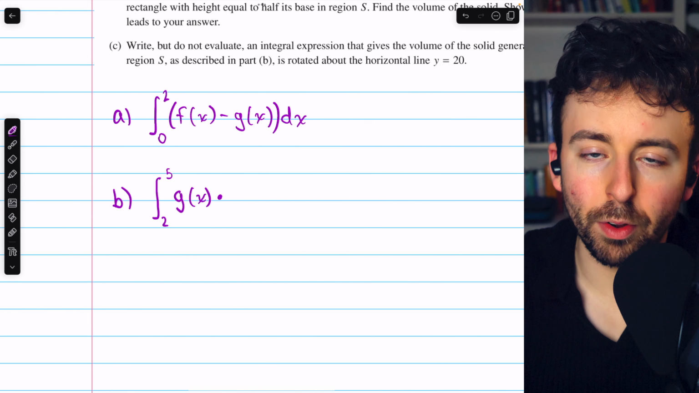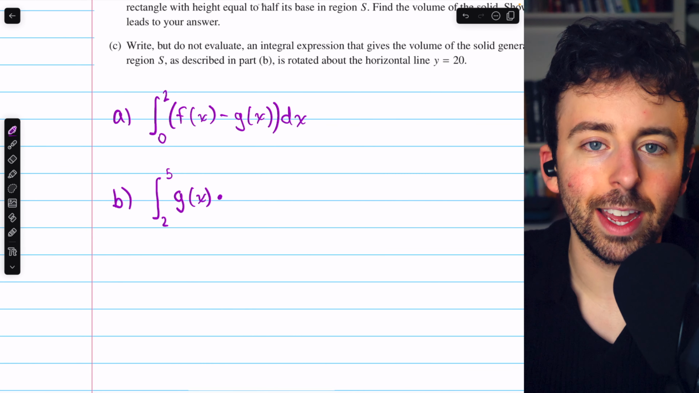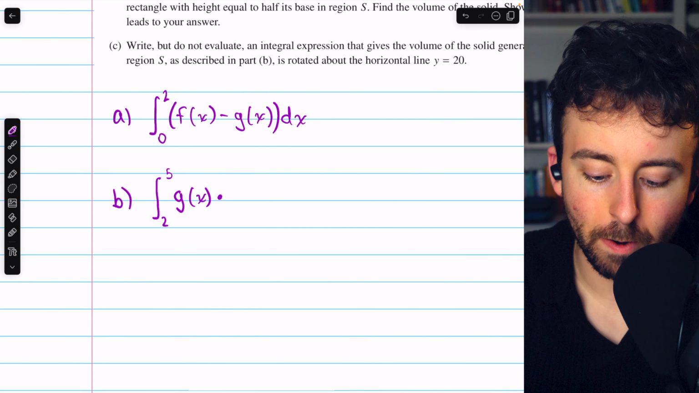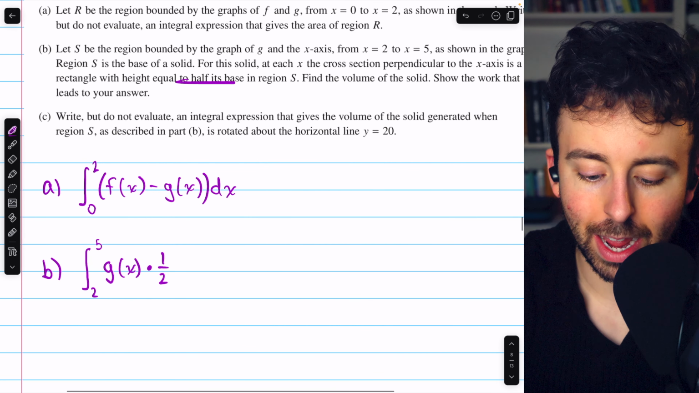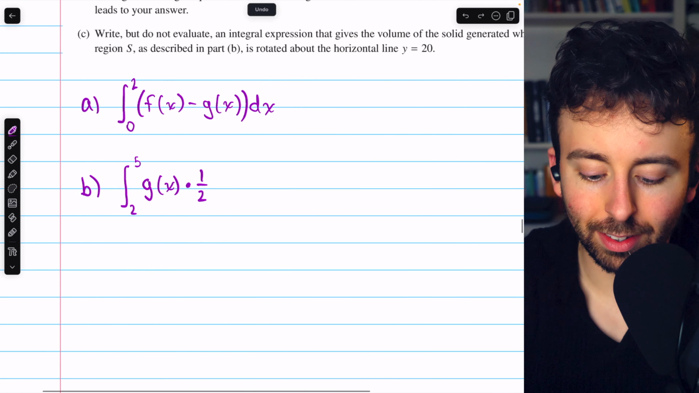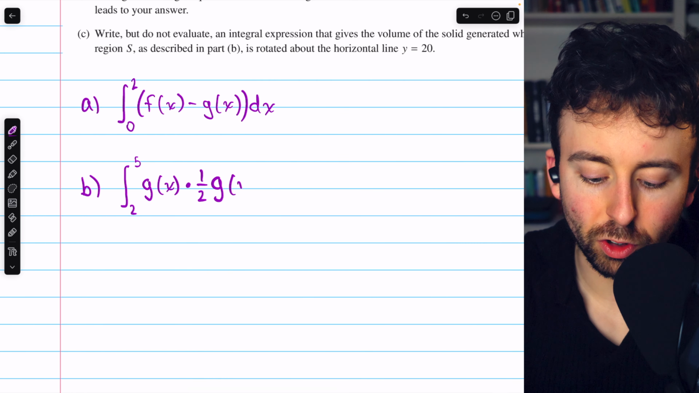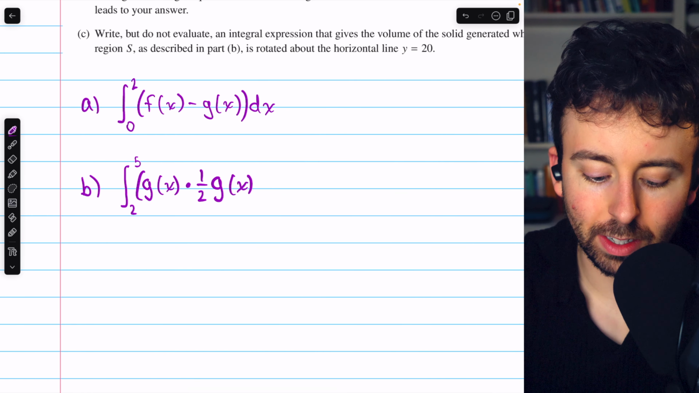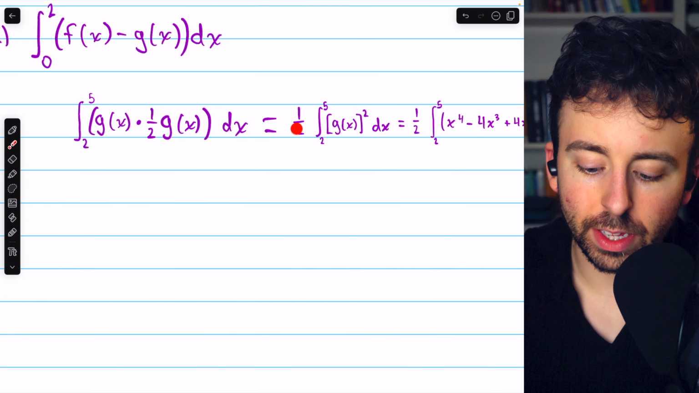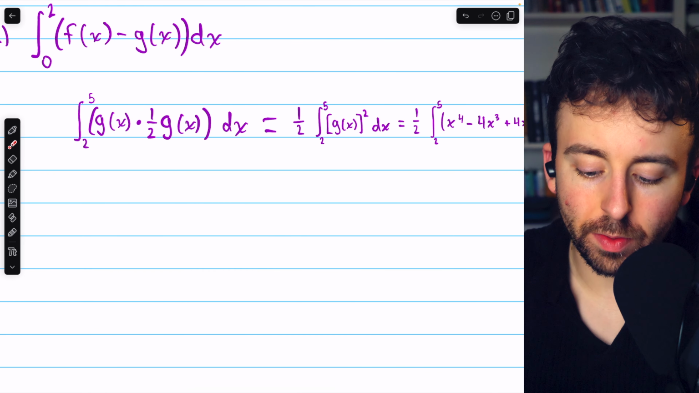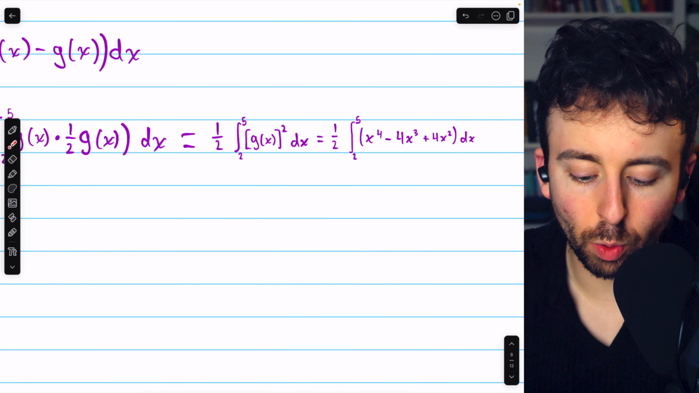And then the height of the rectangle, right? We need to multiply by the height because base times height gives us the area. The height, we were told, is just half of the base. So if the base is g of x, then the height is 1/2 g of x. So this is what we are integrating from 2 to 5. Then we can take this half out of the integral, and g of x times g of x, of course, is g of x squared.